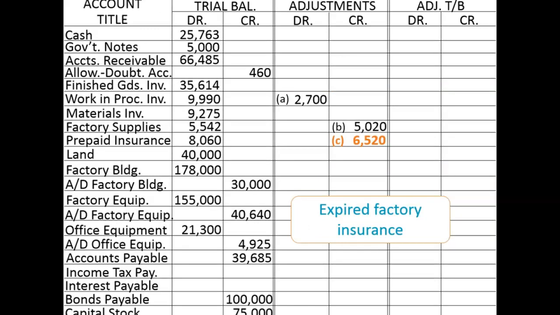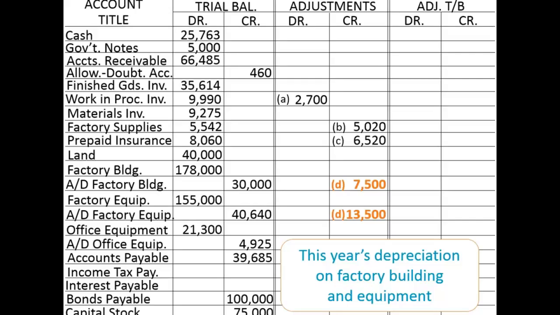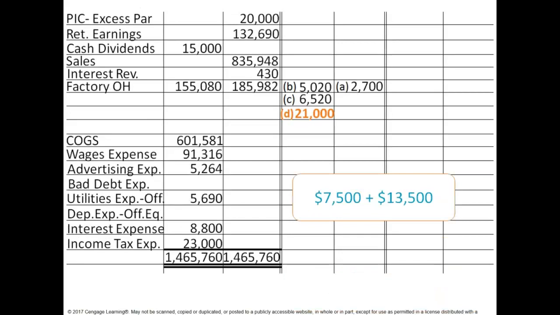So we had some prepaid insurance that we had used up. So we have to credit that account for that amount of insurance. And similarly, insurance is also going to be part of overhead. We've got depreciation on factory building and equipment, which we need to account for. We've got two different entries, one related to the building, one related to the equipment. And similarly, that's going to go into overhead, but we'll just lump those together into one entry.